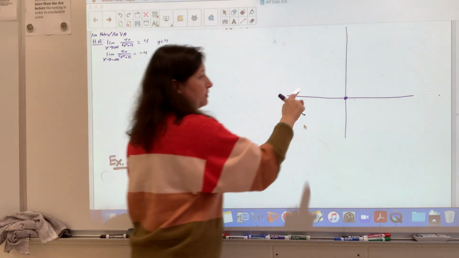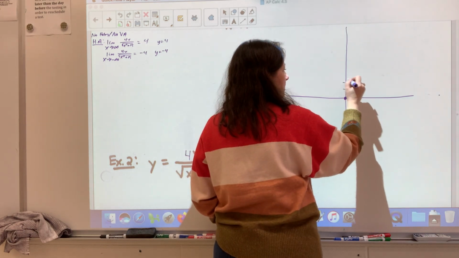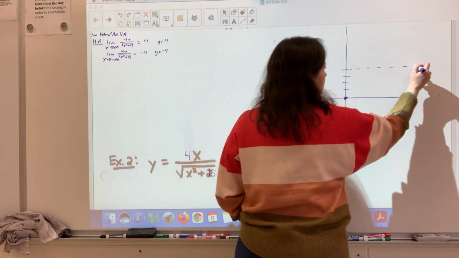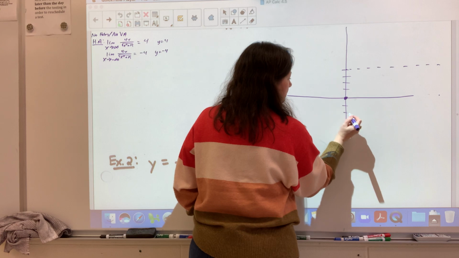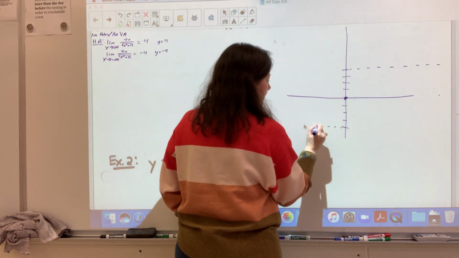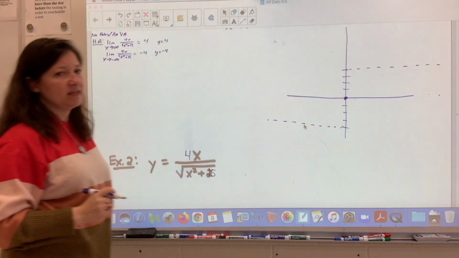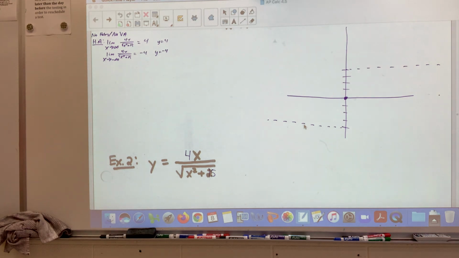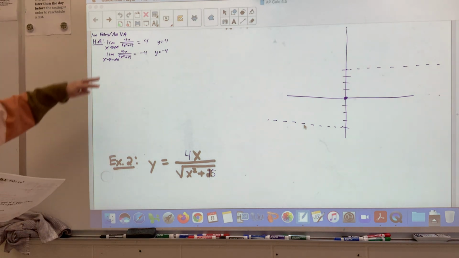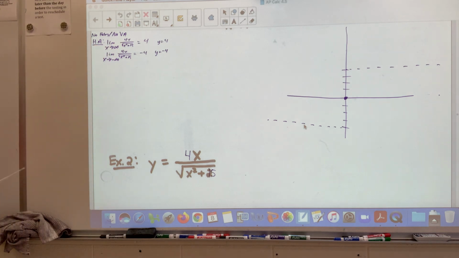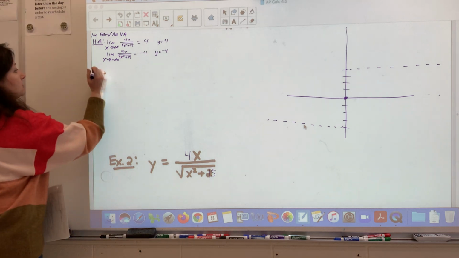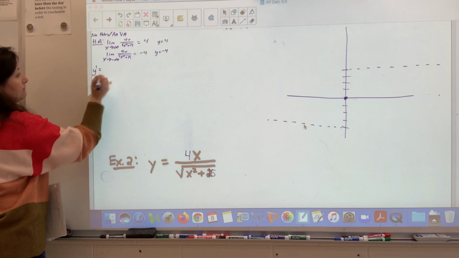So I have two horizontal asymptotes. As x goes to positive infinity, this graph approaches positive 4. As x goes to negative infinity, this graph approaches negative 4. This takes us back to chapter 3 when we learned about horizontal asymptotes. If you don't remember doing problems like this, you might want to go back and refresh your memory before this test.